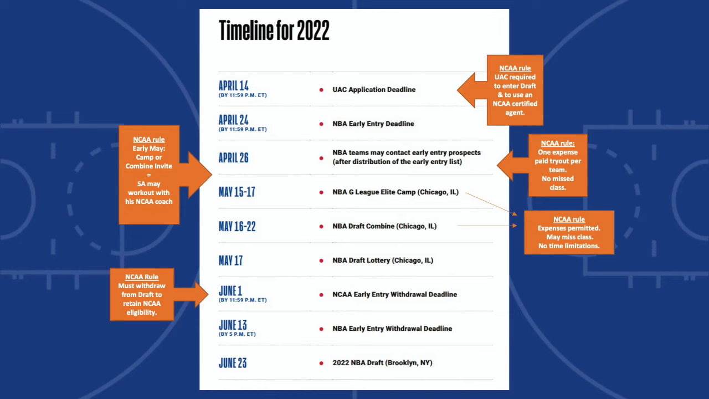Beginning around April 26th, NBA teams are allowed to try out student athletes who are testing the waters. NCAA rules allow one expense paid tryout per team per year. The expense paid tryout is limited to 48 hours, and the student athlete may not miss class to participate in the tryout.